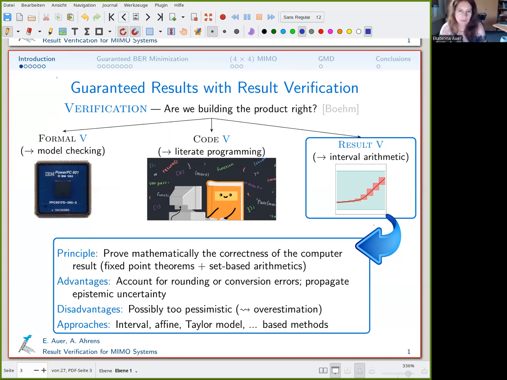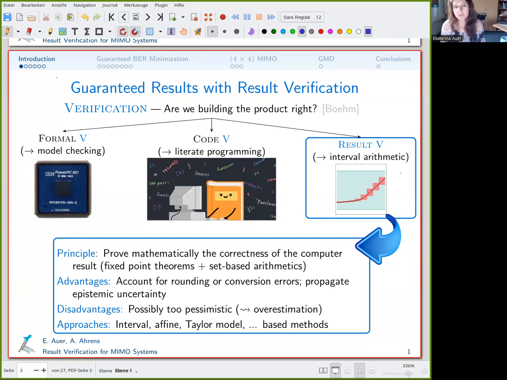Okay, so result verification. Here we want to prove mathematically that the results we obtain on a computer using floating point arithmetic are actually correct. This is done using fixed point theorems in combination with set-based arithmetic. The advantage here is that we can account for rounding or conversion errors that we make on a computer, but we can also propagate epistemic uncertainty through the systems in a forward way using this kind of methods. A major disadvantage here is the possibility of too pessimistic results, that is, of overestimation. It can happen that at the end of the forward simulation we get bounds for our exact result that we cannot meaningfully employ, for example from minus to plus infinity or some such.